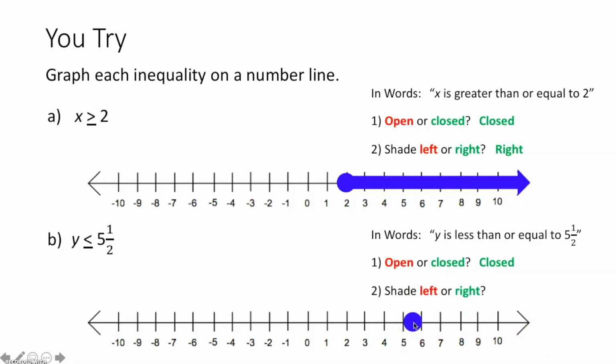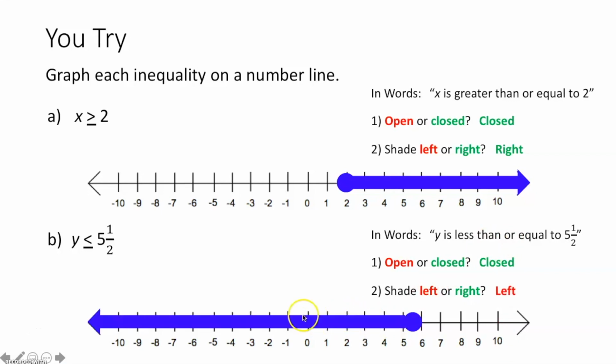Done. Next, are we shading to the left or the right? Since we have our variable on the left, we can read the inequality sign, or you could just see that it's y is less than or equal to 5.5. So we're going to pick all the numbers less than or equal to 5.5. That would be 4, 3, 2, 1, 0. So we're going to shade to the left. If you didn't know that, since we have our variable on the left now, you can see that the inequality symbol, again, points in the direction we should shade.